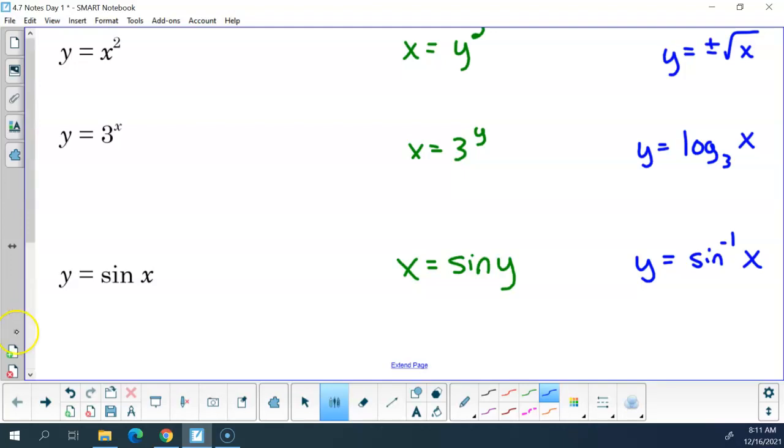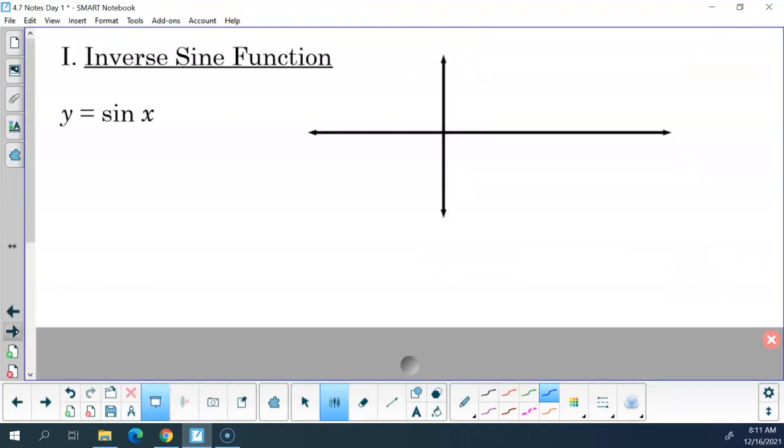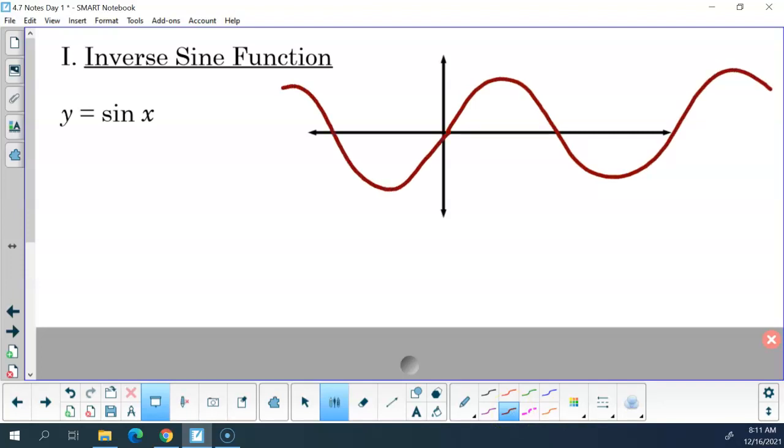If I'm going to talk about the inverse sine function, first thing I'm going to really talk about is the sine function. So the graph of our sine function would be that. That looks pretty good. Right? That's our sine function, yes?